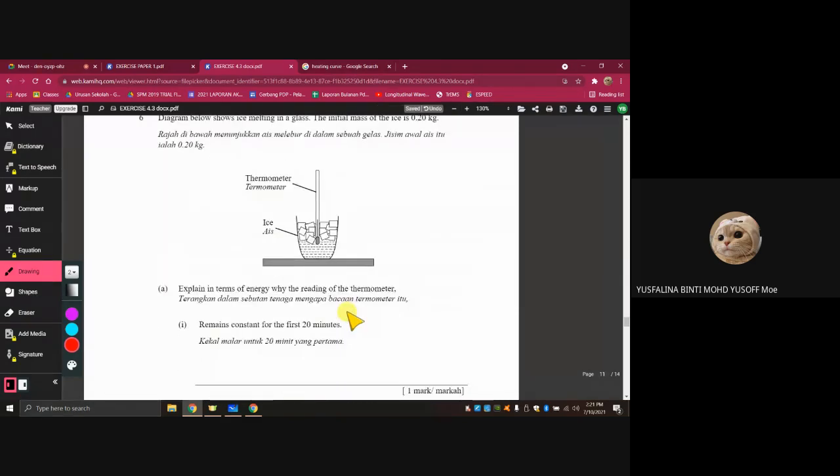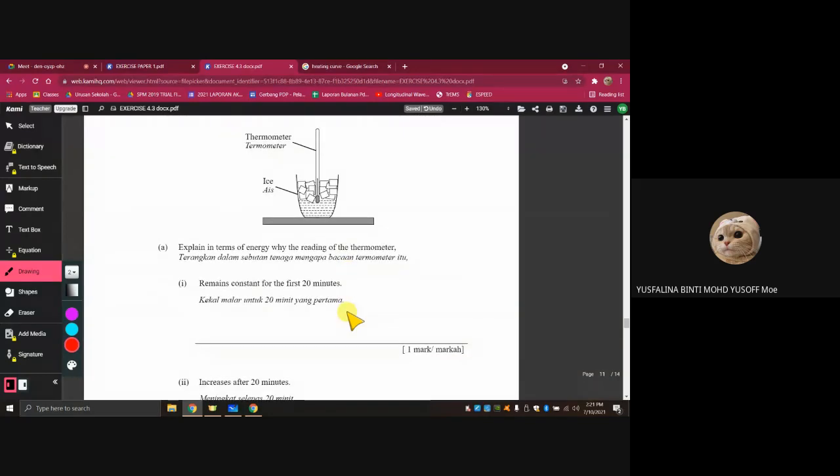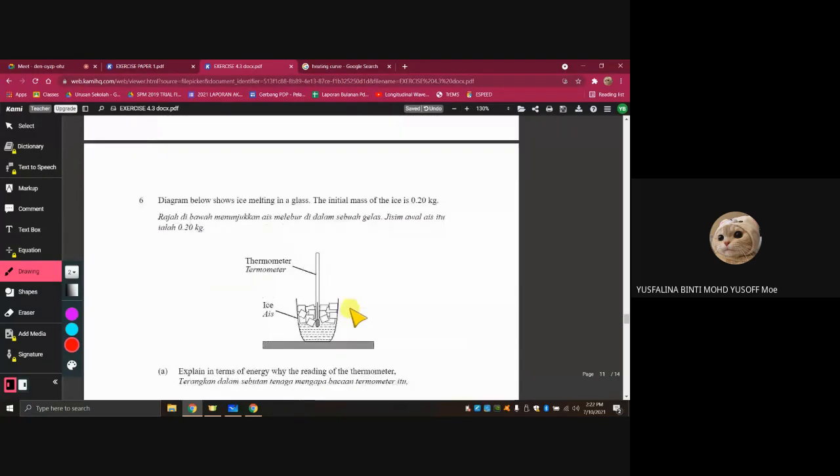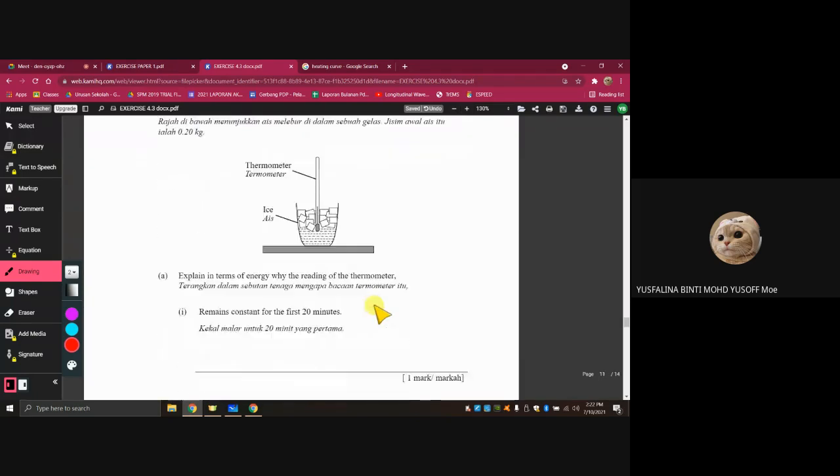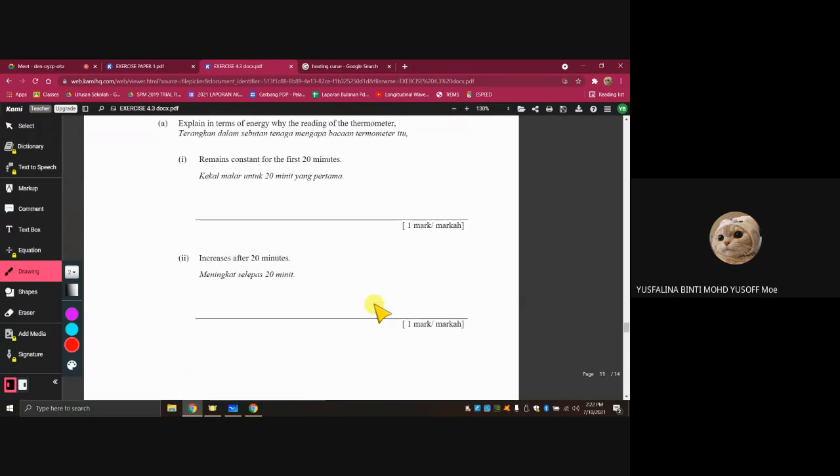And for this one, they ask you to explain in terms of energy why the reading of temperature remains constant. So for this one, the answer is just the same as this one. The heat energy is used to overcome the molecule bond. And this one says increase. So increase here is actually to increase the kinetic energy.